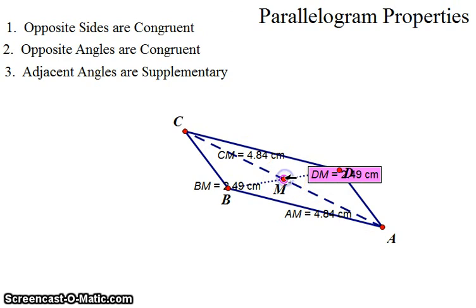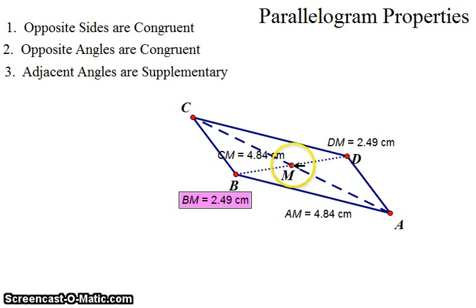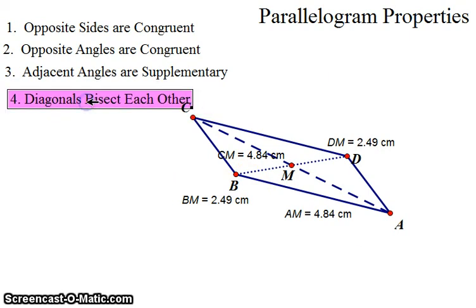bisected at point M. But if you take a look at the other diagonal, you can see that the pieces of the other diagonal are also congruent, which means M is not only the bisector of one of the diagonals, it's also the bisector of the other. So that means M is the midpoint of both diagonals. And if M is the midpoint of both diagonals, then the diagonals are bisecting each other. So now we can see four properties of parallelograms.